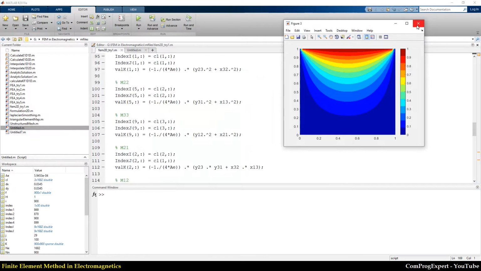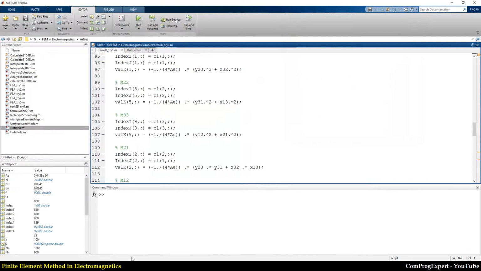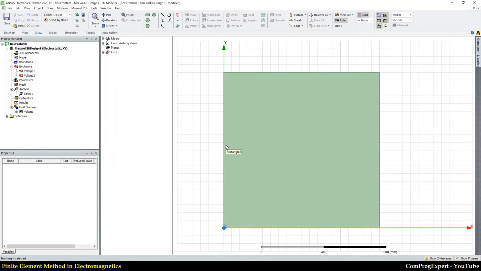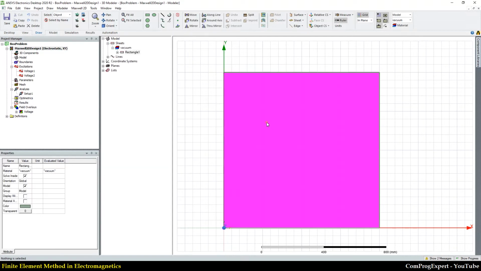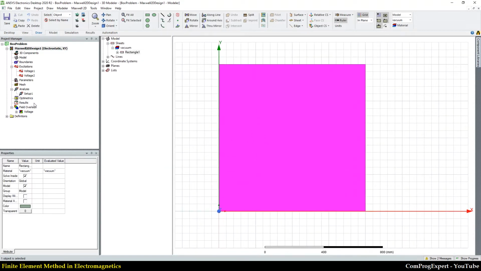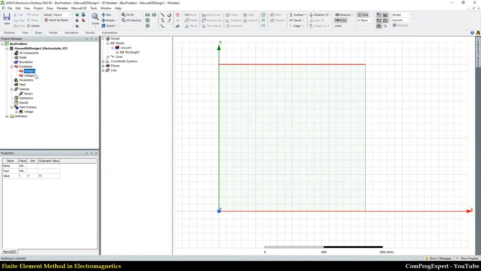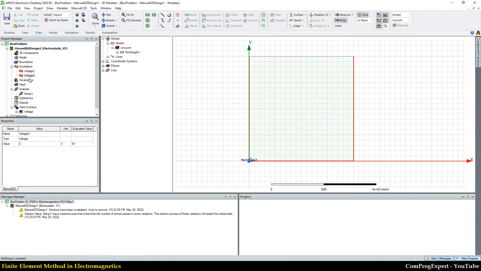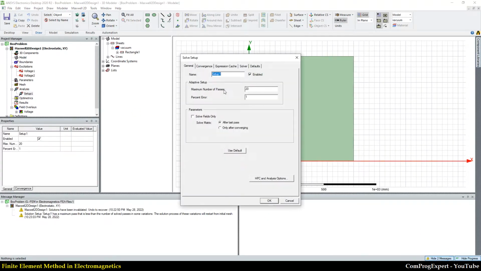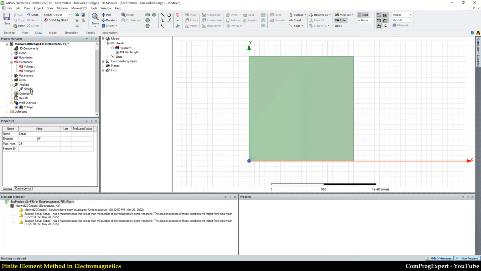So also we solved this problem using ANSYS Maxwell software, right? This is the solution region and voltage on this edge and voltage on these three edges. So let's set number of adaptive passes equal to 25, for example, and run the simulation.